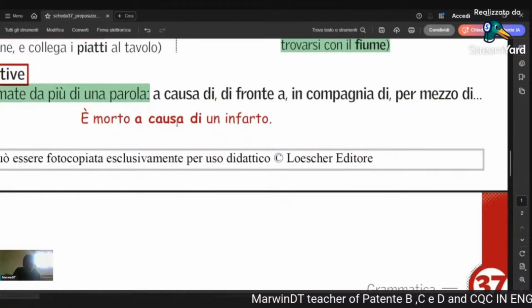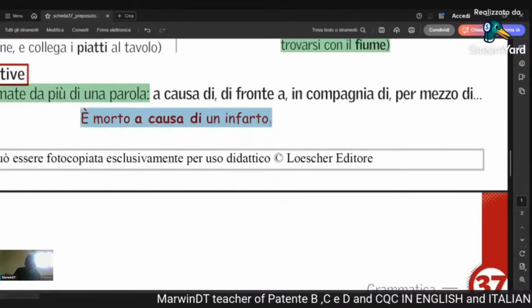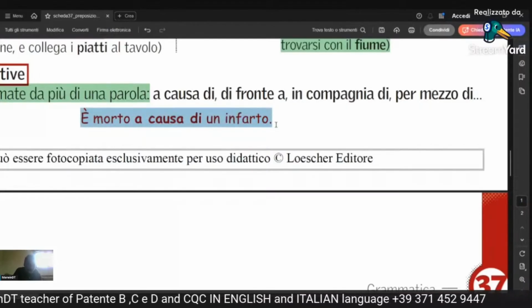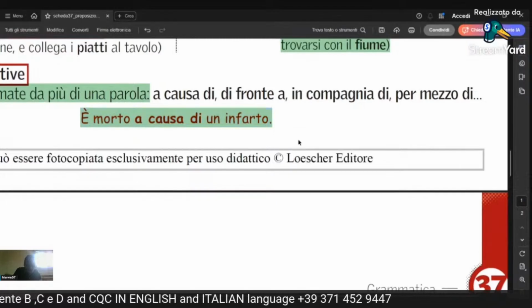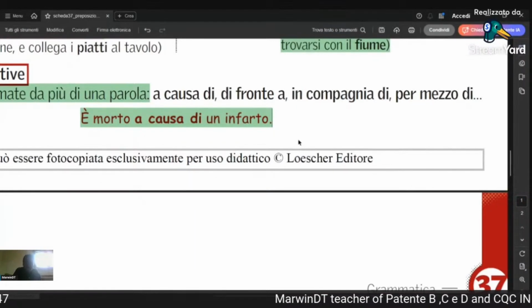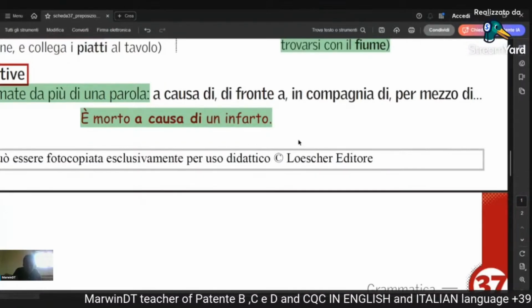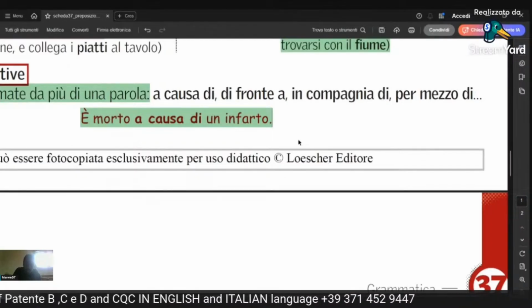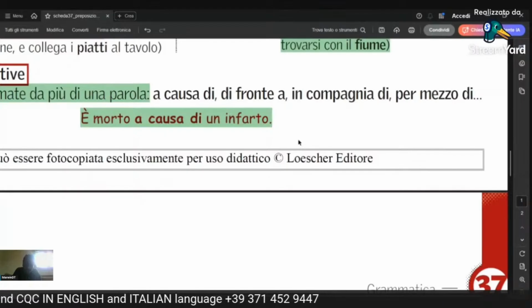Okay, so this is another example in a sentence. It says, è morto a causa di un infarto, meaning he died because of a heart attack. È morto a causa di un infarto. Because he had a heart attack, that's why he died.